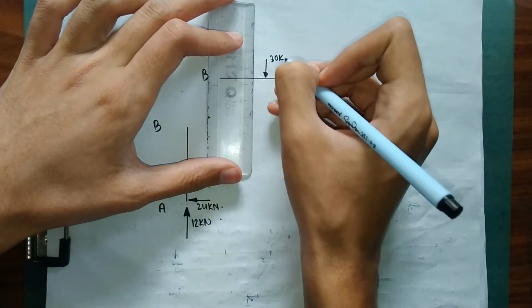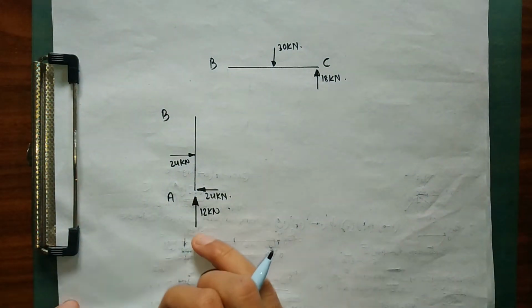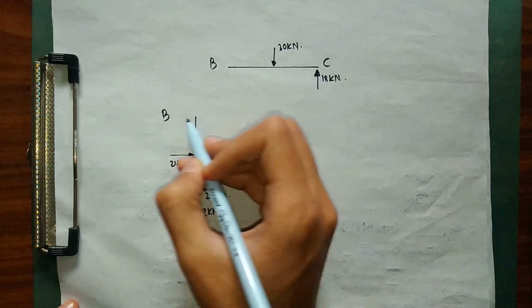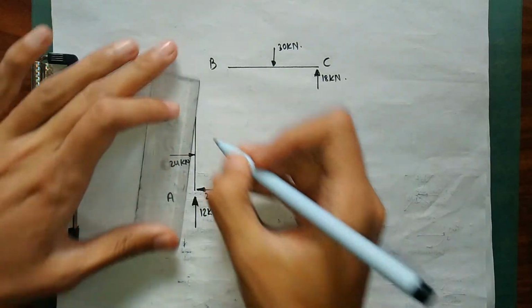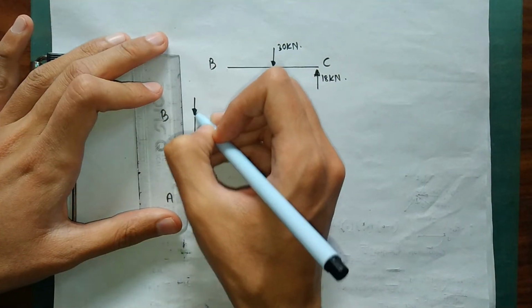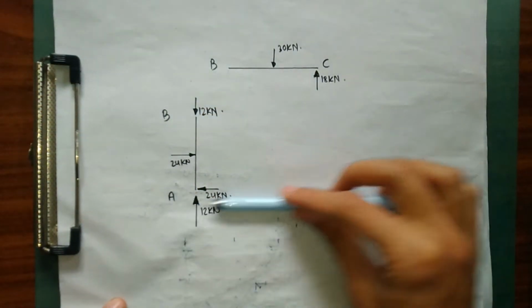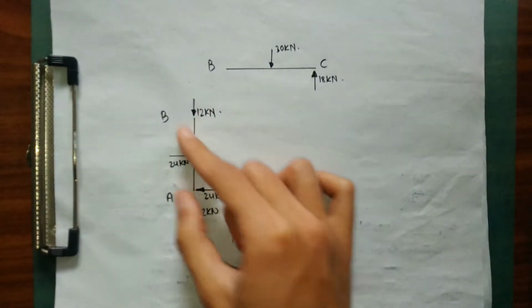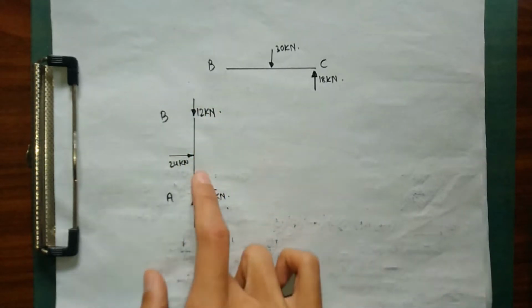30 kilonewton. Right now we have to balance our forces as well. As you can see here, 12 kilonewton is acting vertically upward. So in order to maintain equilibrium for our member AB, a force of 12 kilonewton must act at our joint B, while we have a 24 kilonewton force acting upward and a 24 kilonewton force acting downward. So no other forces will act at point B to maintain equilibrium.